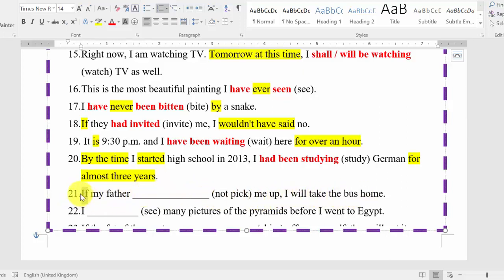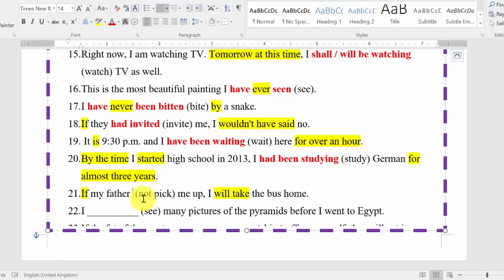Your keywords are if and also will take, will original verb. Okay, you have if and will original verb. It should be if conditional, likely, the first type. Okay, likely, will original verb. Another part should be simple present tense. Okay, so simple present tense, father pick me. Father can do this action to me, so it should be active form. Okay, active voice, simple present tense, together with not, negative. Okay, negative simple present tense.